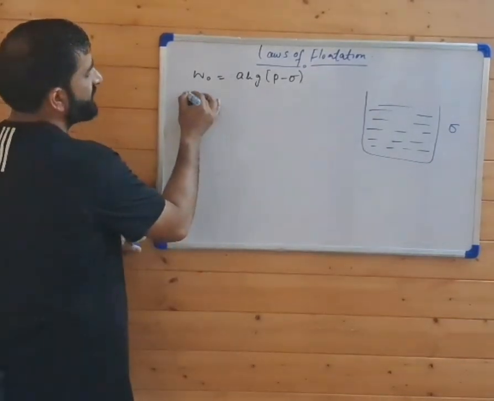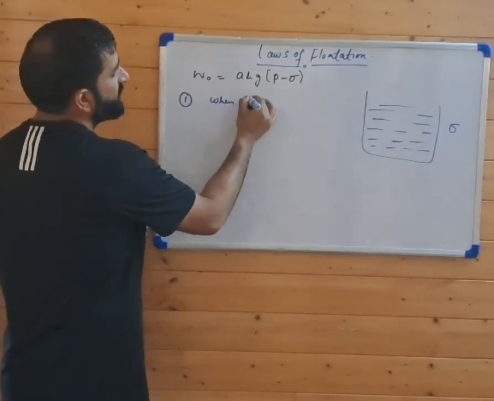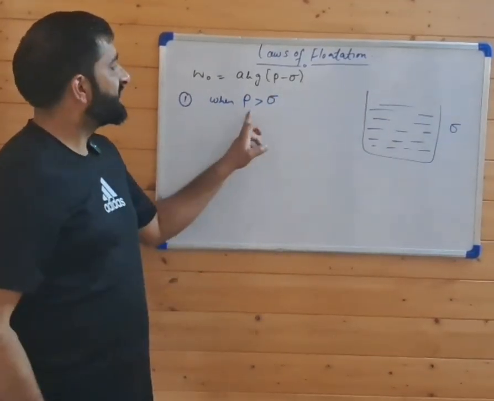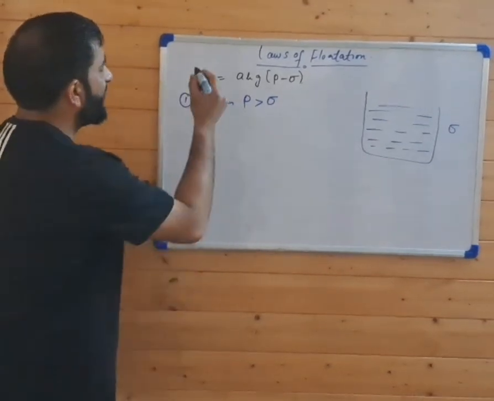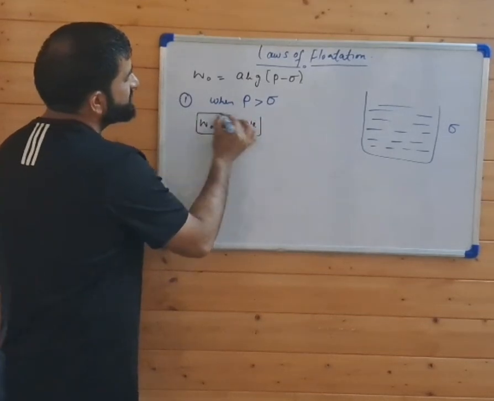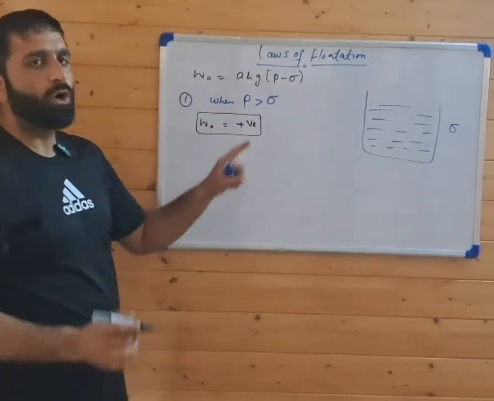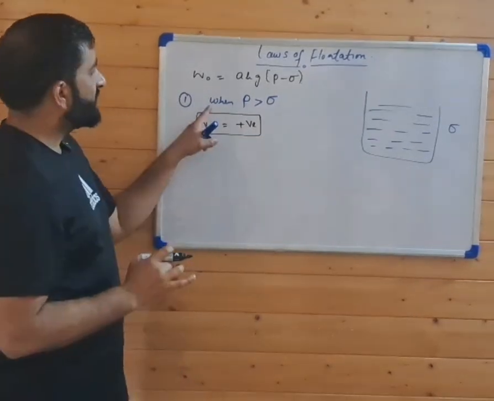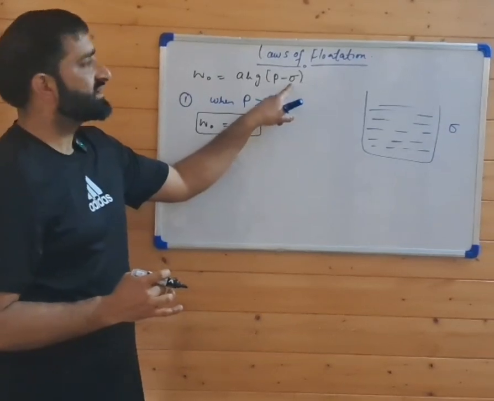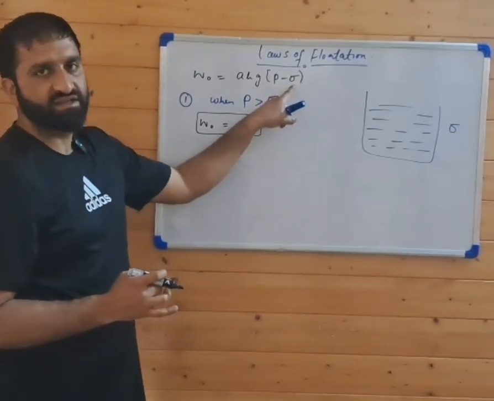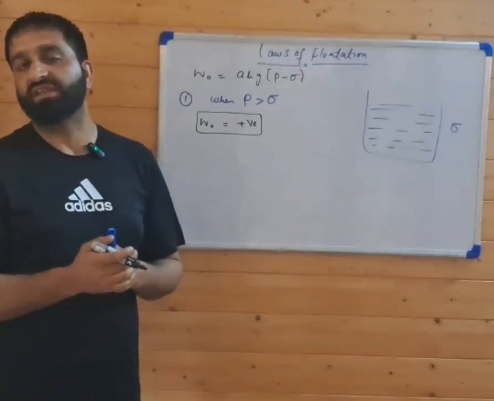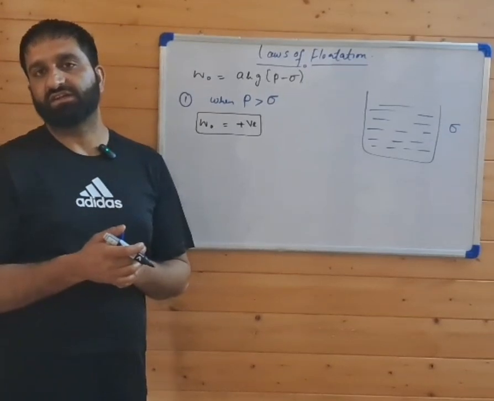Number one, when rho is greater than sigma, that means when the density of the body is greater than the density of the liquid, in that case the observed weight is positive. If the observed weight is positive, the body will sink to the bottom. When the density of the body is greater than the density of the liquid, the body will sink to the bottom, provided the body is not hollow from inside. In that case, there will be a different scenario.